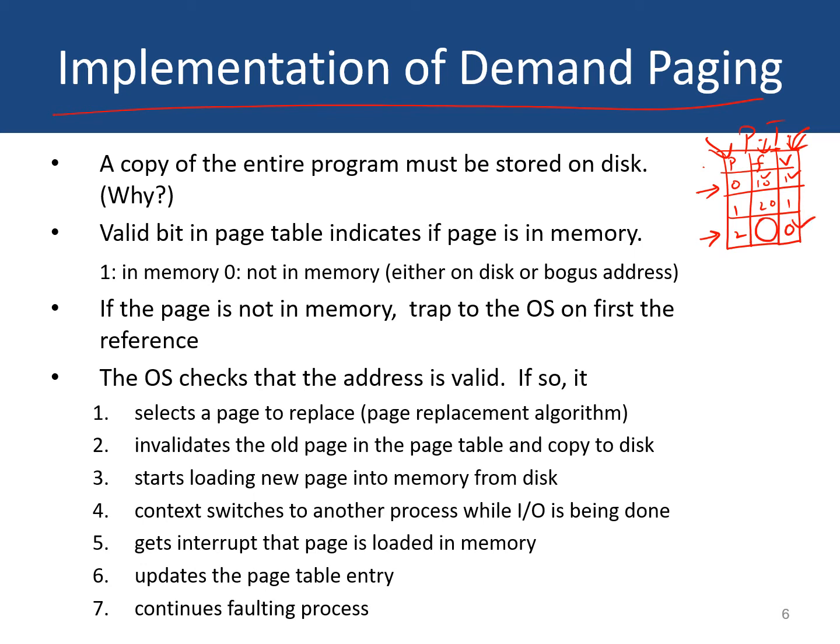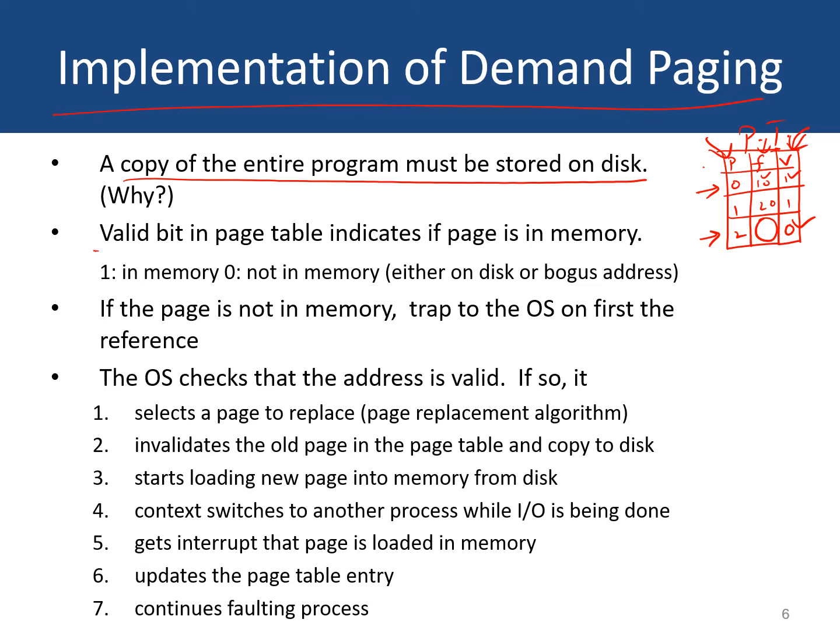So 0 means invalid. It means that the page is on the hard disk. So here is how demand paging would work. By default, the entire copy of the program would be stored on the hard disk. In this discussion, we are not assuming any network access, and therefore the program must be completely present on the hard disk. Otherwise, you cannot execute the program.